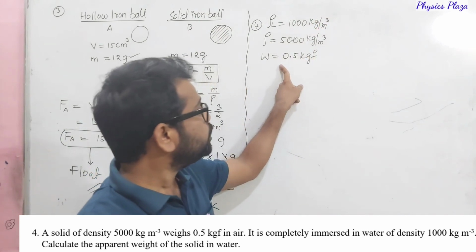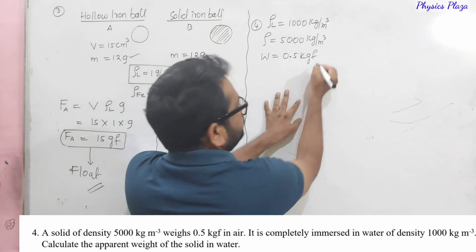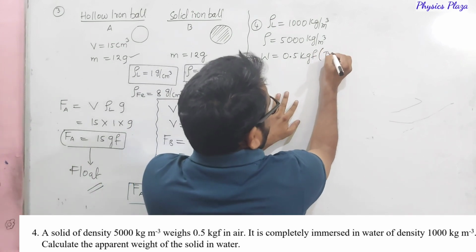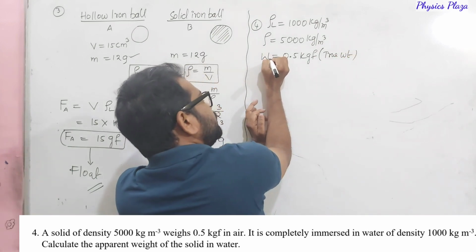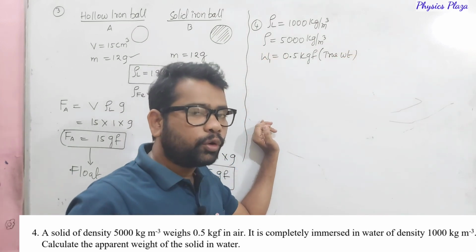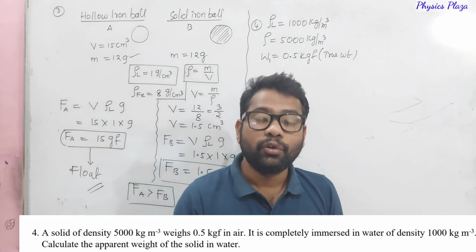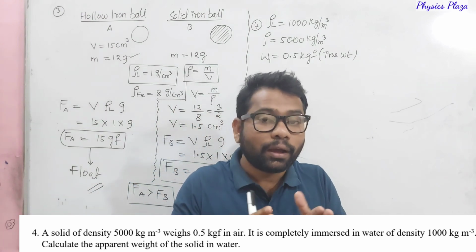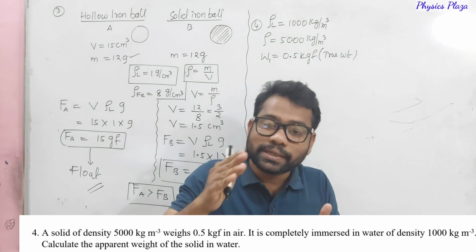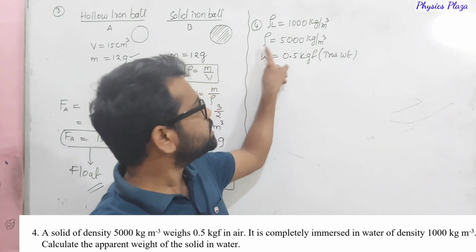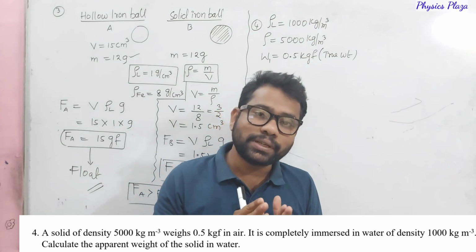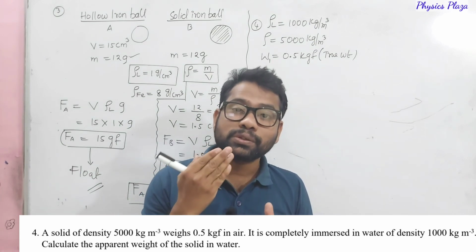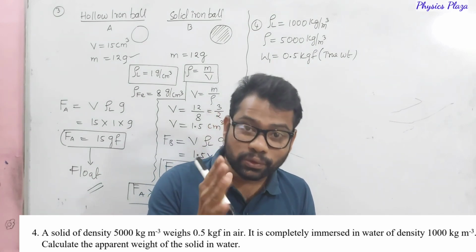Children, this 0.5 kgf is what? It is the true weight. Generally, we can represent it with W1. But when we want to calculate apparent weight, we must know how much buoyant force is acting on a body of density 5000 kg per meter cube. Then, if you want to calculate the upthrust acting on that body, we must know its volume.